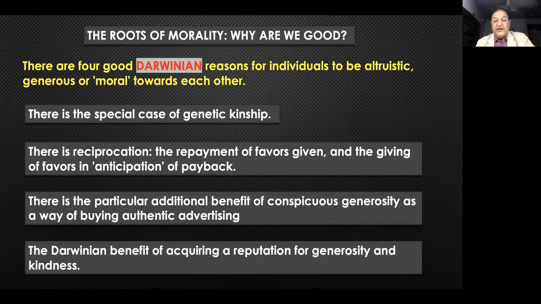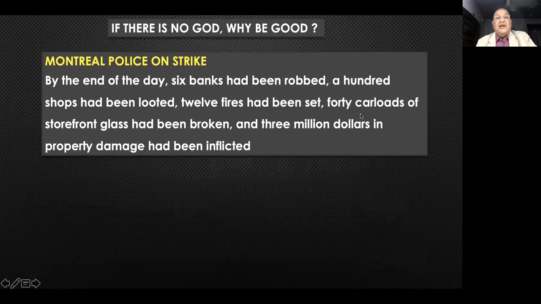The Darwinian benefit of acquiring a reputation of generosity and kindness. That's exactly what I mentioned. So his point is that it is not religion for which we should be good, but it is basically the Darwinian principle, your genetic kinship, which decides whether you are going to be altruistic or not. And so the question comes: if there is no God, why be good?